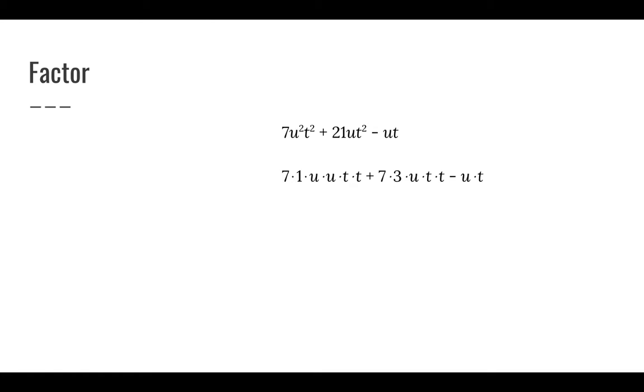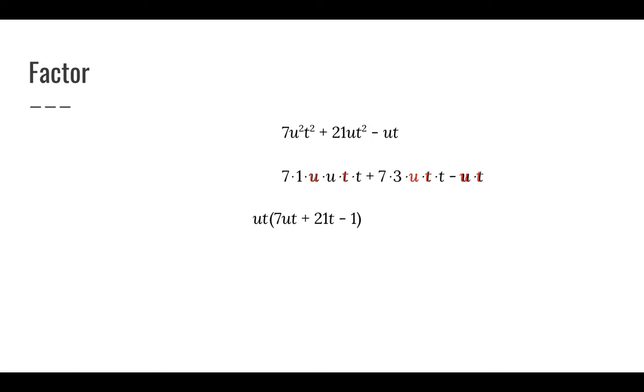Now I look at each term separately and see at most what do they have in common. The first 2 terms have 7s, but the last term doesn't have a 7, so I'm not able to highlight that 7. But I do see that each term at most has 1 letter u in common, and I also see that each term at most has 1 letter t in common. So I'm able to pull a u and a t out front, and anything that I was not able to highlight stays inside of my parentheses.